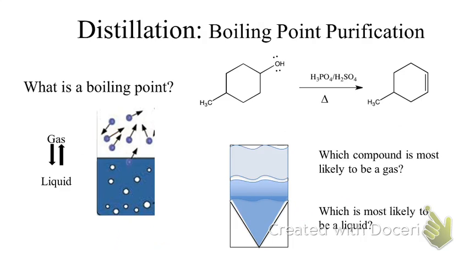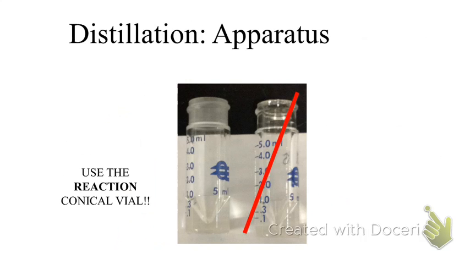Product, because weaker intermolecular forces. We don't have that hydrogen bonding interaction. So the one most likely to be the liquid would be your cyclohexane or cyclohexanol starting material. As far as doing your distillation, you'll start with a reaction vial.